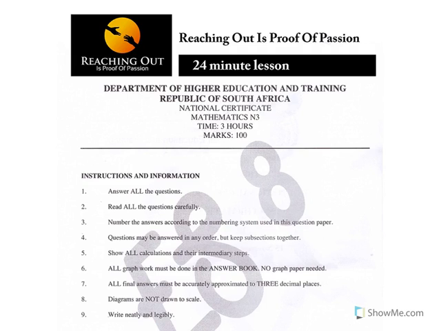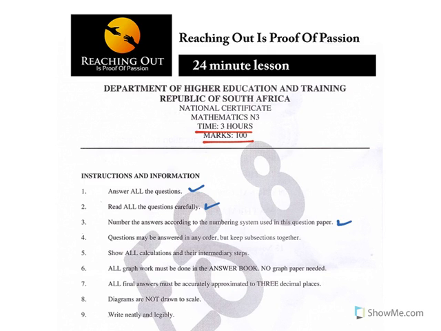It is always very important before you start your exam to understand the instructions and information. The Mathematics N3 question paper is made up of 100 marks, and the total time is 3 hours. You are required to answer all the questions. Read all the questions carefully. Number the questions according to the numbering system used in the question paper. Don't come up with your own numbering.